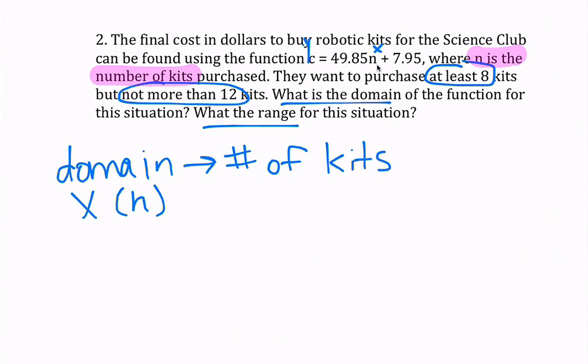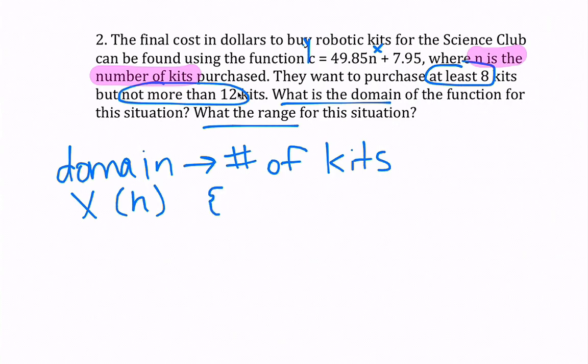Okay, so I know that this one is also discrete, not continuous, because if we're talking about the number of kits we're gonna buy, I know I can buy 5 kits, but I can't buy 5.1 kits. It's just not possible. That's why this one is discrete and not continuous. All right, so let's talk about how many kits we're gonna buy. It tells us they want to purchase at least 8, so minimum of 8, but I don't want to buy more than 12. So let's list all of our options.